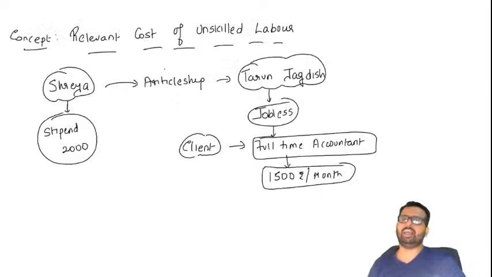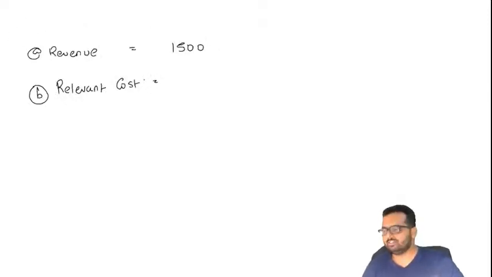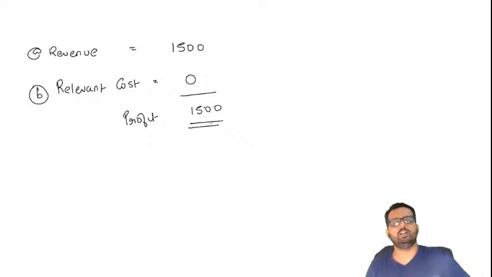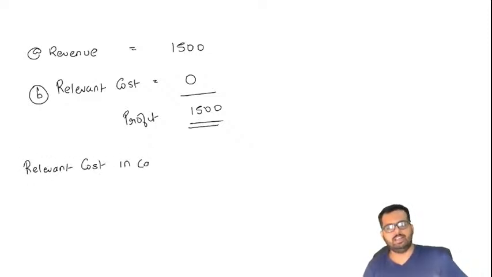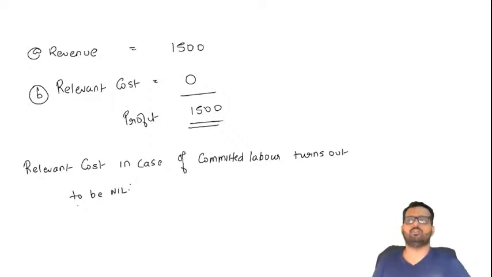Friends, Shreya anyway is coming to the office. Anyway, she's wasting her time on Facebook, Instagram, Telegram, WhatsApp, etc. I don't have any extra money that I have to pay her. Anyway, she's there. My relevant cost becomes zero. Hence, by taking up this work, what is the profit I make over here? 1500. So the relevant cost in case of committed labor turns out to be nil. There is no relevant cost involved. Can you write down this also in your books now, friends?